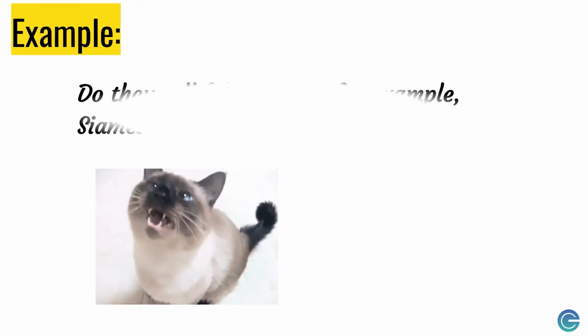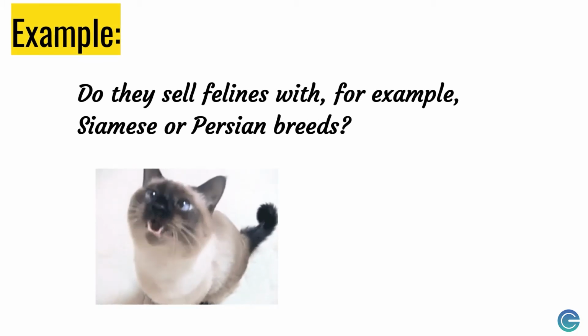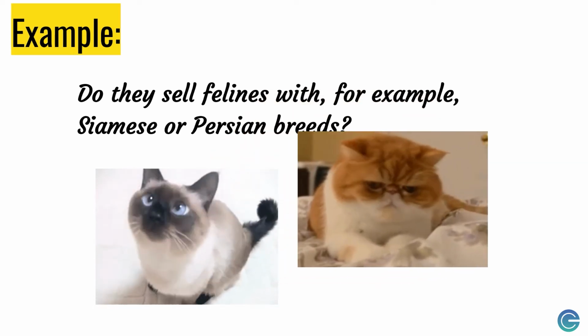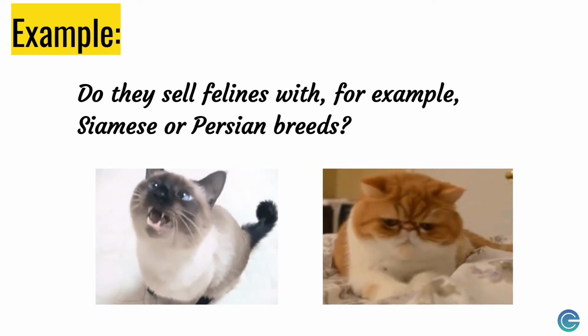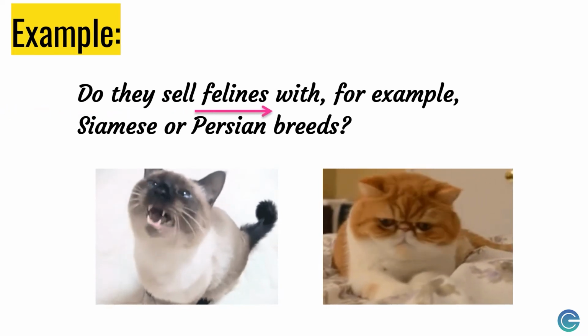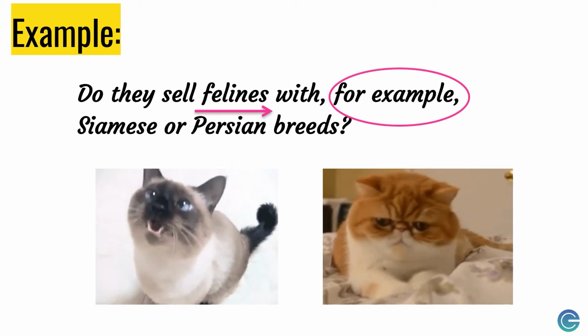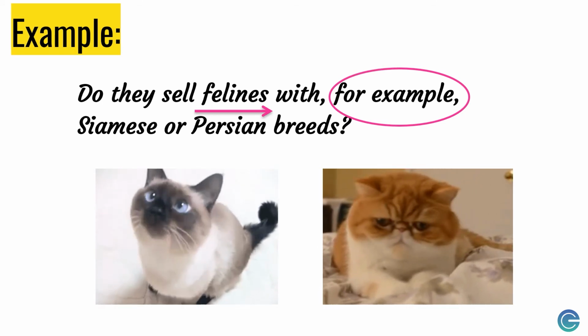Do they sell felines with, for example, Siamese or Persian breeds? In this example, breeds of cats were given as examples for students to become more familiar with the term felines. The keyword for example was also used to signal that examples are given.